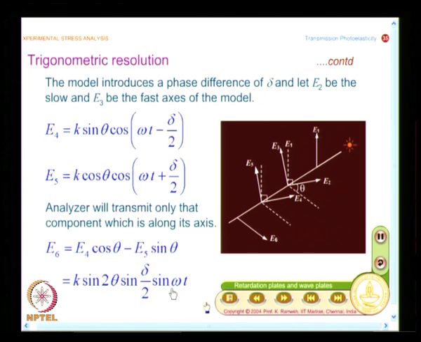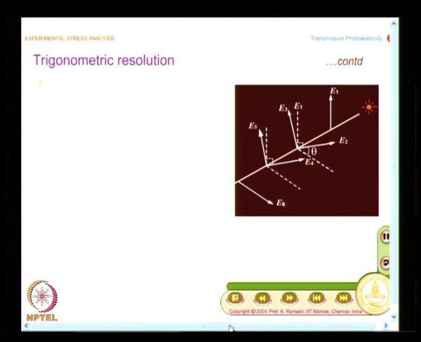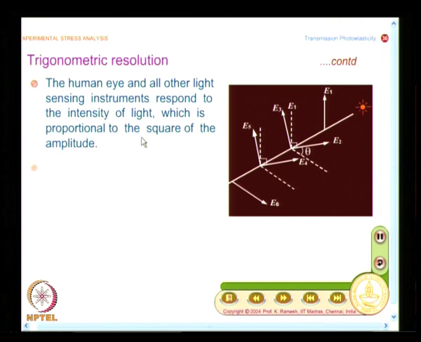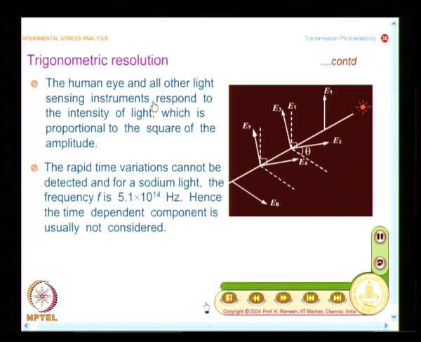But what do you record? I do not record the complete light characteristic. All the sensing elements are sensitive only to the intensity, not the complete light vector. So, that we will have a look at. What happens? The human eye is also a light sensing instrument. The human eye and all other light sensing instruments respond to the intensity of light. It is a very key concept.